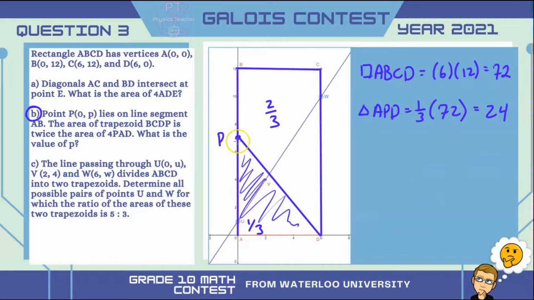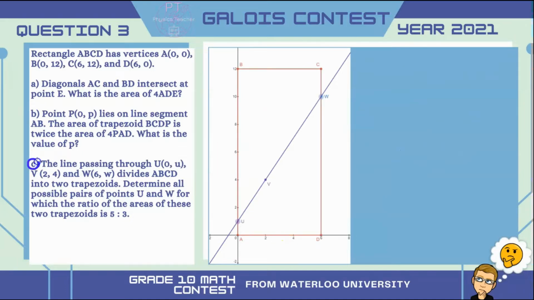So since we know what this area is then, we can set that area equal to, well, the area of a triangle is 1/2 the base, which is 6, times the height, which is the value P that we're looking for. So that's going to be 24 equals 1/2 times 6 is 3, P, divide both sides by 3, and we get 8 equals P. So our coordinate for P will be 0 and 8.